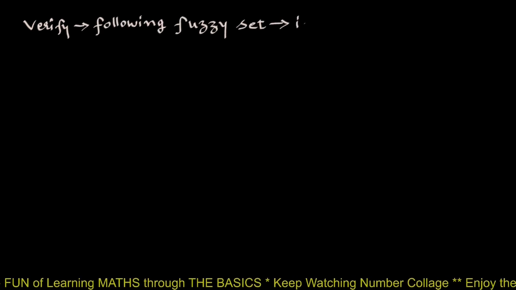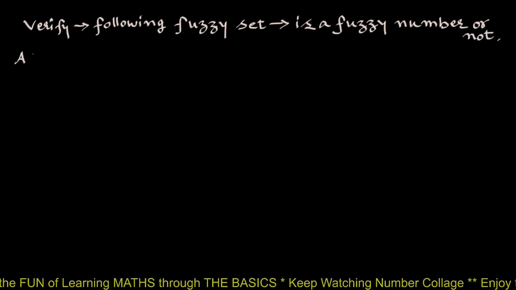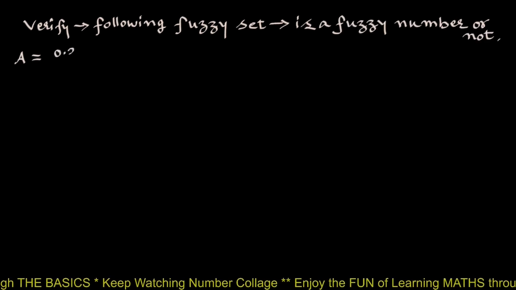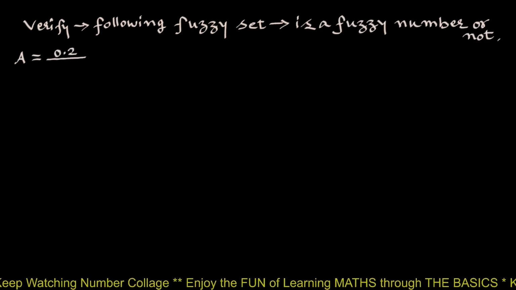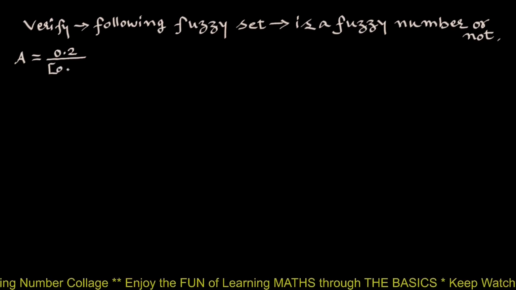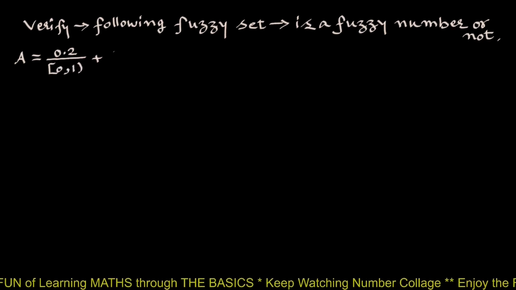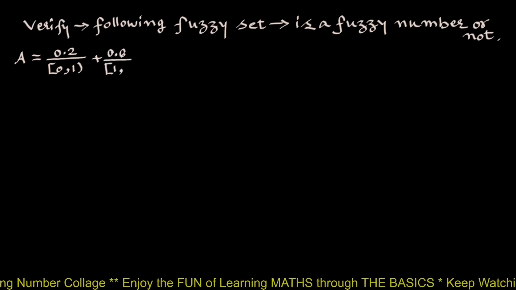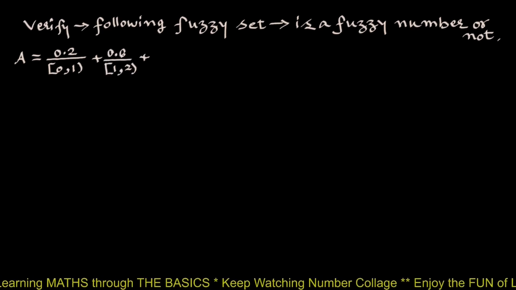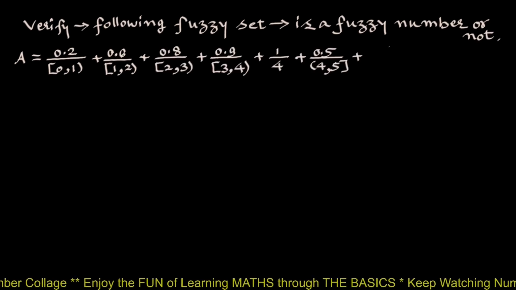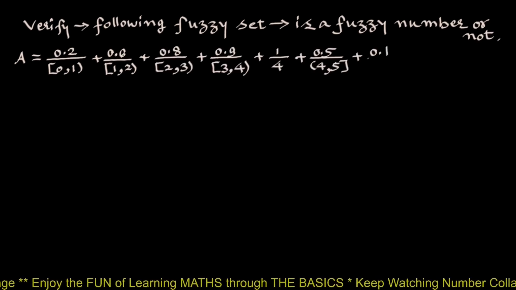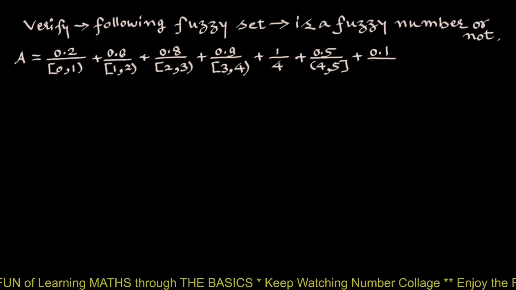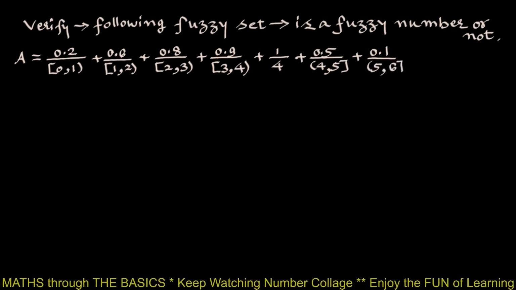We have to verify whether the following fuzzy set is a fuzzy number or not. A is grade of membership 0.2 upon its domain closed 0 open 1, plus grade of membership 0.6 upon closed 1 open 2, plus etc., plus grade of membership 0.1 upon its domain open 5 closed 6.